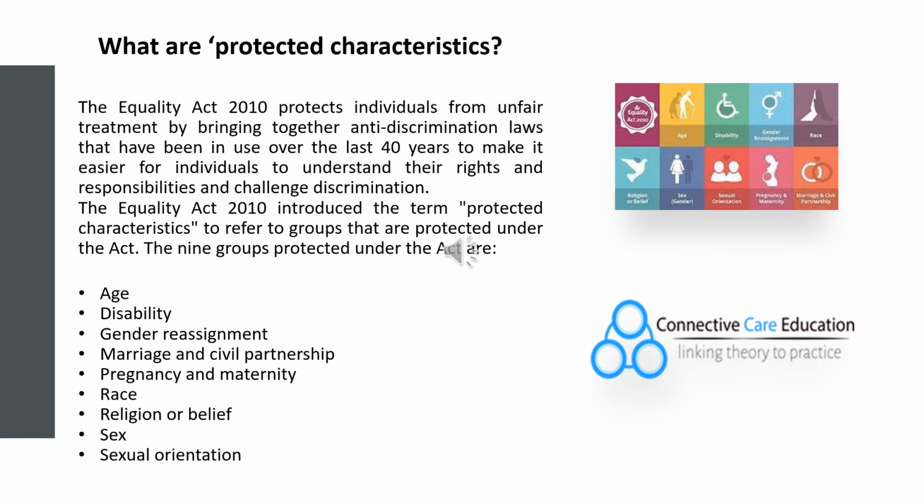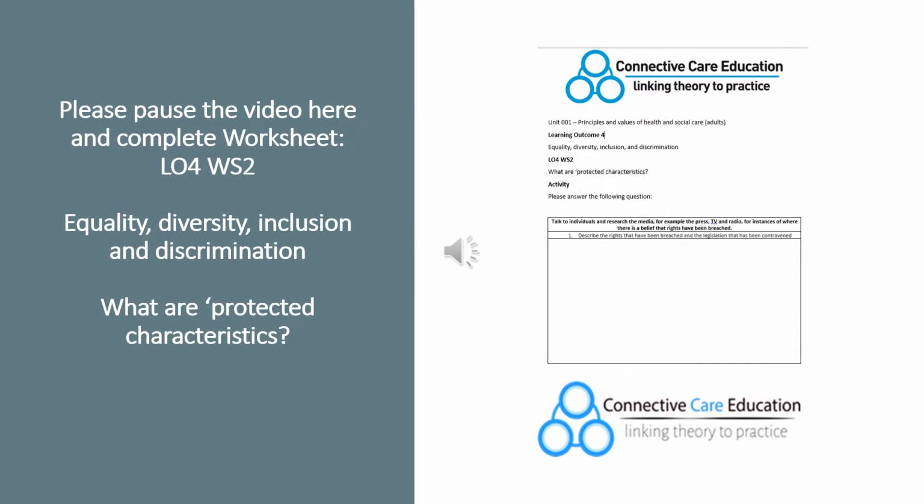The 9 groups protected under the Act are age, disability, gender reassignment, marriage and civil partnership, pregnancy and maternity, race, religion or belief, sex and sexual orientation. Please pause the video here and complete worksheet Learning Outcome 4, Worksheet 2, What are protected characteristics?